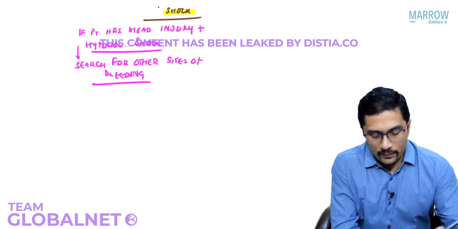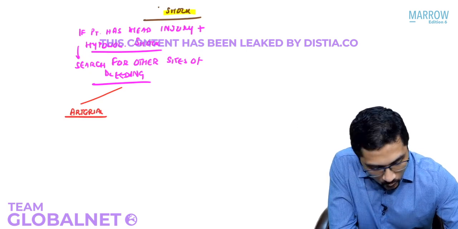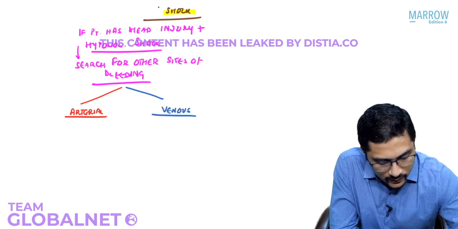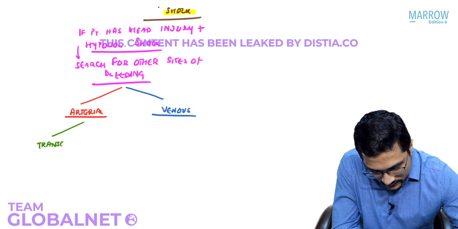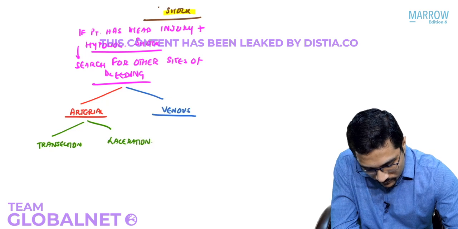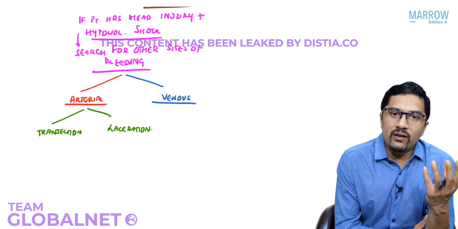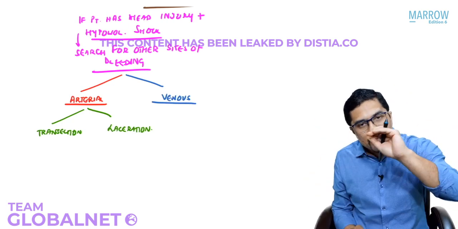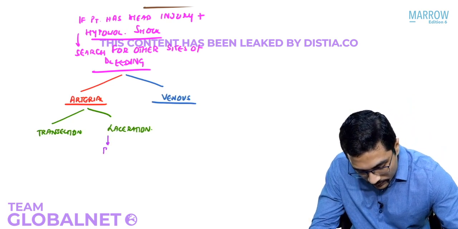Another thing which I want you to remember, bleeding can either be an arterial source of bleeding, or it can be a venous source of bleeding. Okay. Now, in arterial, you can have two types of injuries. Either there can be transection of the artery, or there can just be a laceration of the artery. A question which is asked in the exam, transection versus laceration, which one is going to bleed more? Transected means it is completely cut into two pieces. Lacerated means there's just a cut over the artery. Now, lacerations of the artery bleed more.